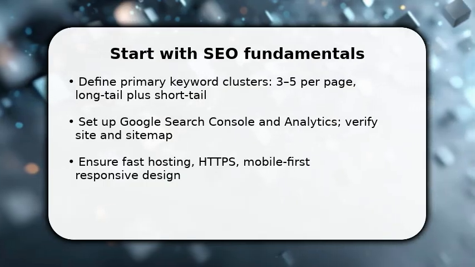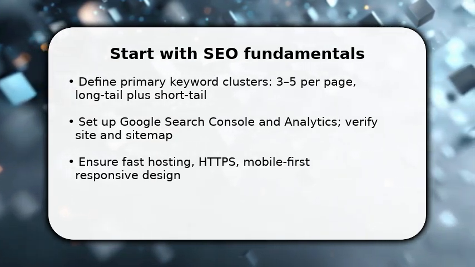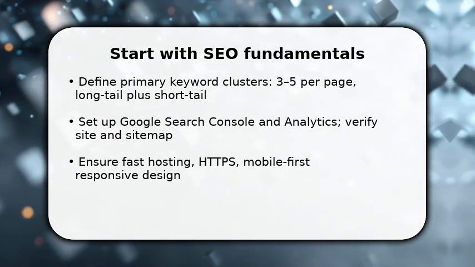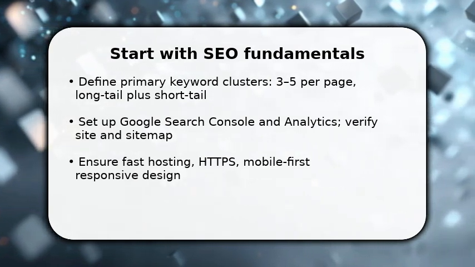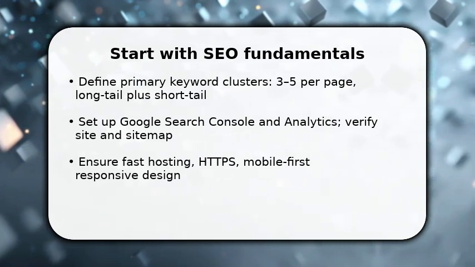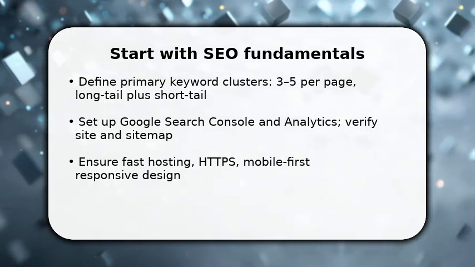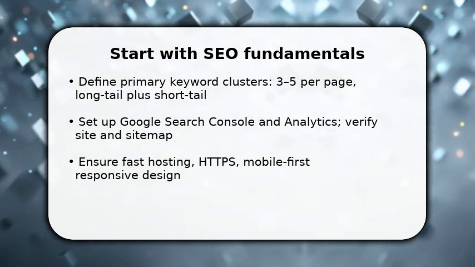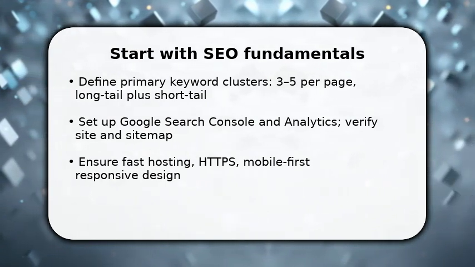You begin by locking in fundamentals so every later action pays off. Start with keyword clusters. Pick 3-5 terms per page that include long-tail variations. This guides content and intent. Then verify your site in Google Search Console and connect analytics so you can measure results. Make sure your site runs on HTTPS, uses fast hosting, and is mobile first. Once done, you'll have a measurable baseline and the technical foundation that prevents wasted optimization work later.